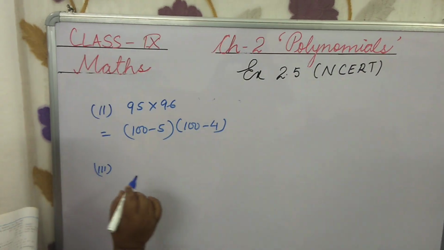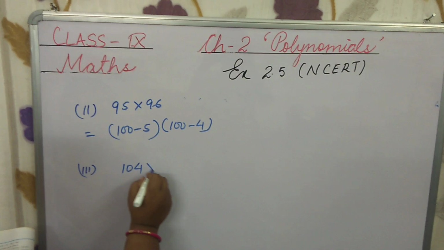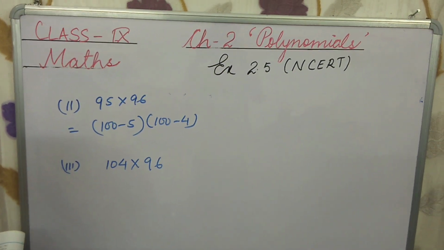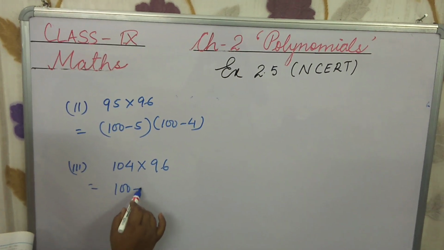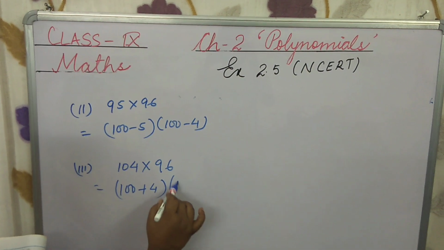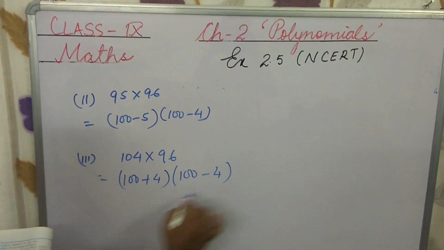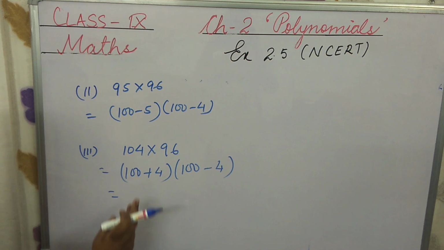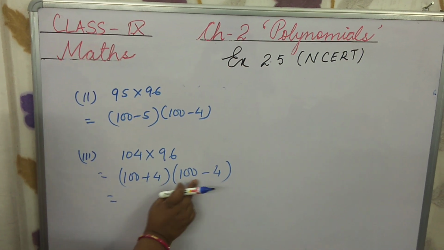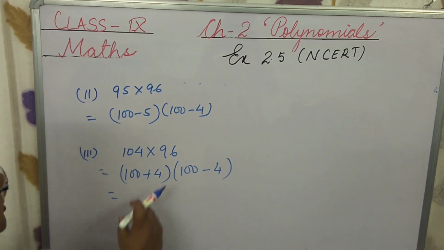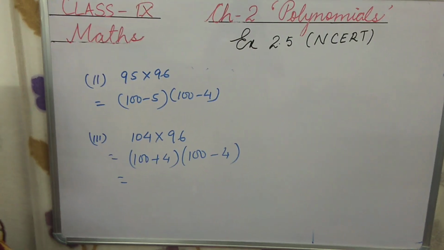Then the third one you can solve by using 104 into 96. So here we can use 100 plus 4 into 100 minus 4. So what do you find here? Here it is of the form x plus y into x minus y. So you use the identity x square minus y square.